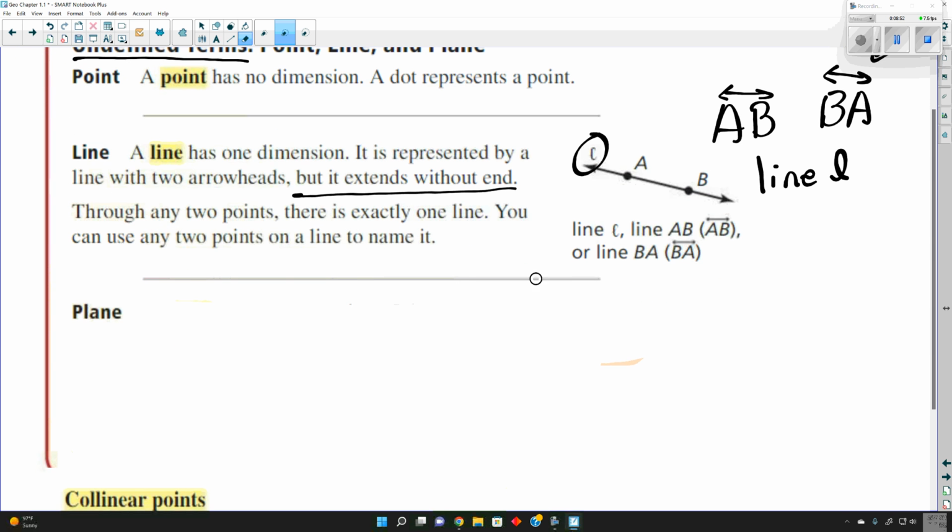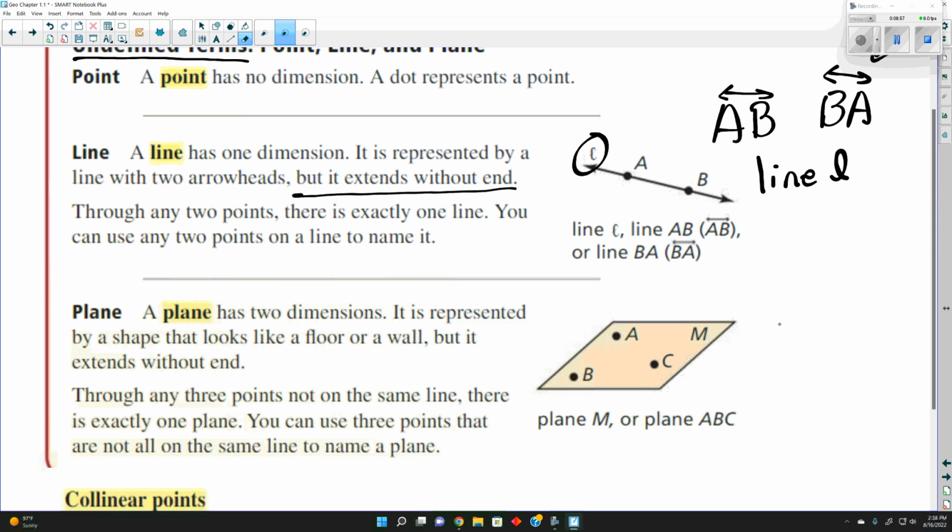Now we can look at the last one, which is a plane. A plane has 2 dimensions. It is represented by a shape that looks like a floor or wall, but it extends without end. So just like a line, a plane is extended without end. Now, if we name a plane, so are there any questions about planes or what they are? Because we got the definition yesterday, yes?